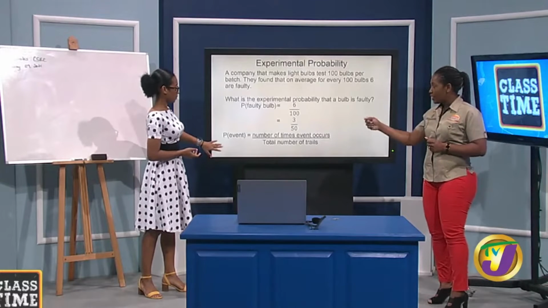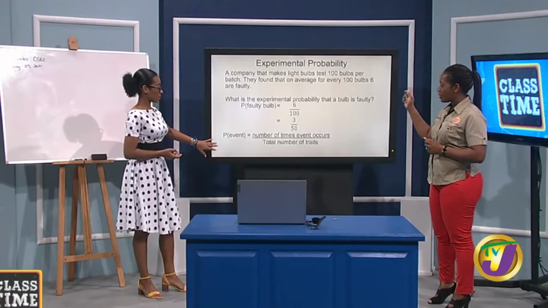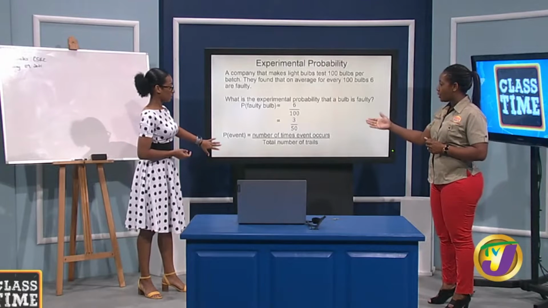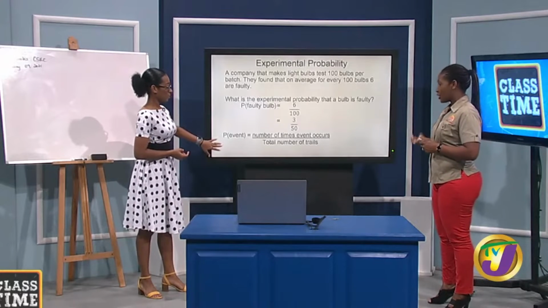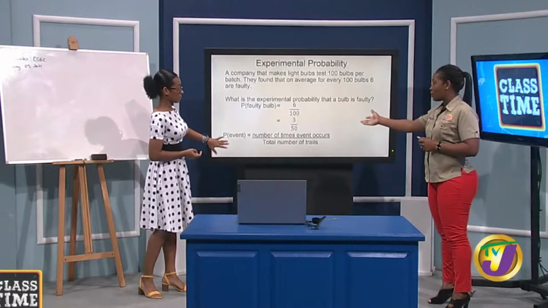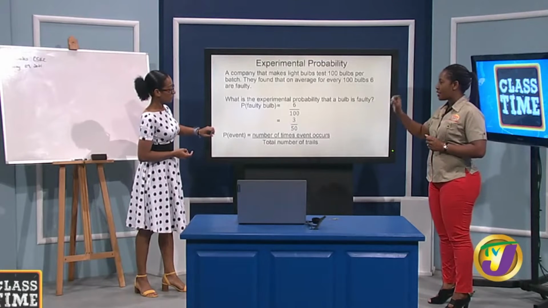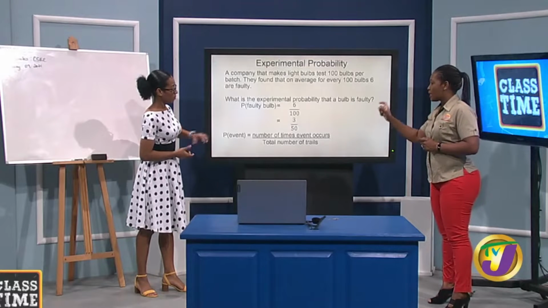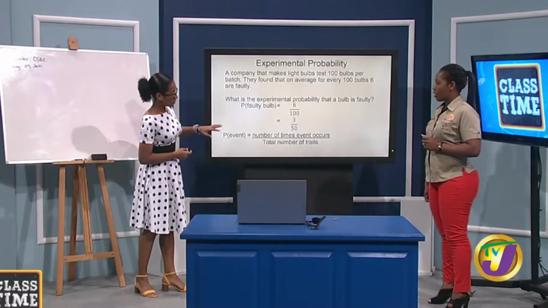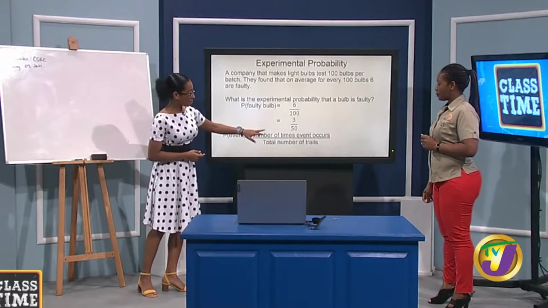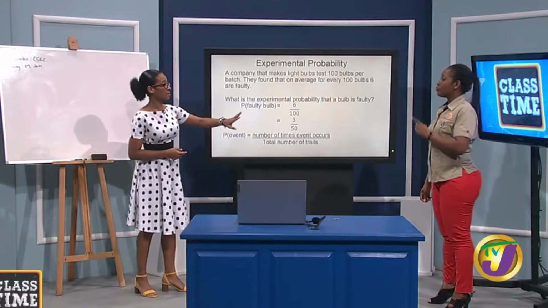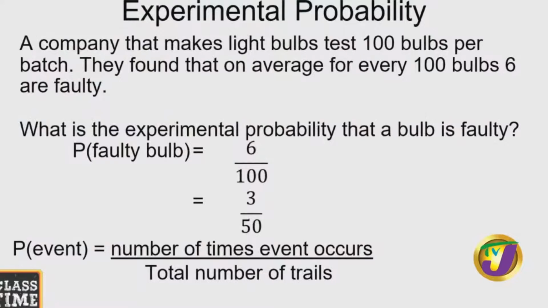So in order to find the experimental probability, we would divide the number of times the event occurs, in this case the faulty bulbs, by the total number of trials. In this case, it's 100 bulbs in each batch. So remember, the number of times the event occurs would have been 6, and the total number of trials would be 100.